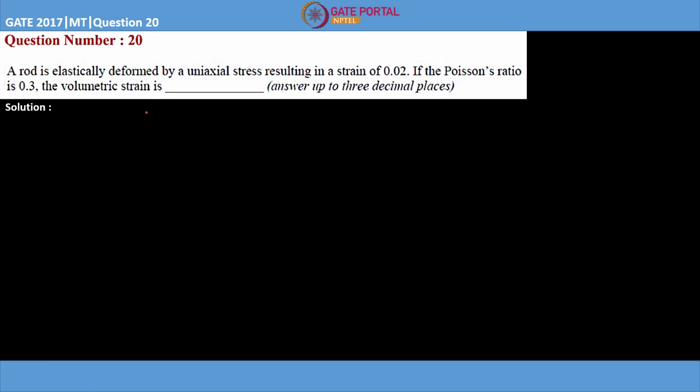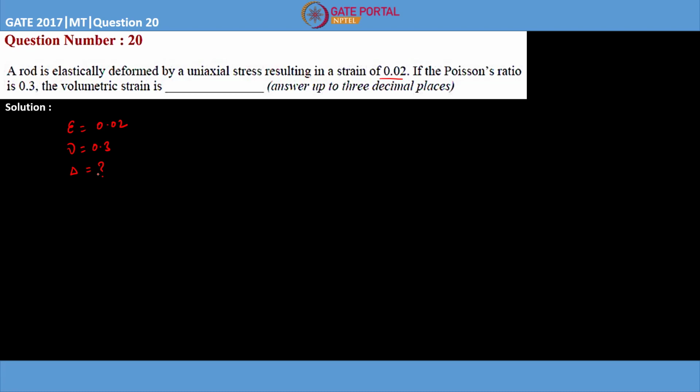So in this problem, what we have been given is uniaxial stress resulting in strain. So the value of strain is mentioned, which is 0.02, and this strain is a result of application of uniaxial stress. Now the Poisson's ratio is given. The Poisson's ratio is 0.3 and we have to calculate the volumetric strain. So what will be the volumetric strain?